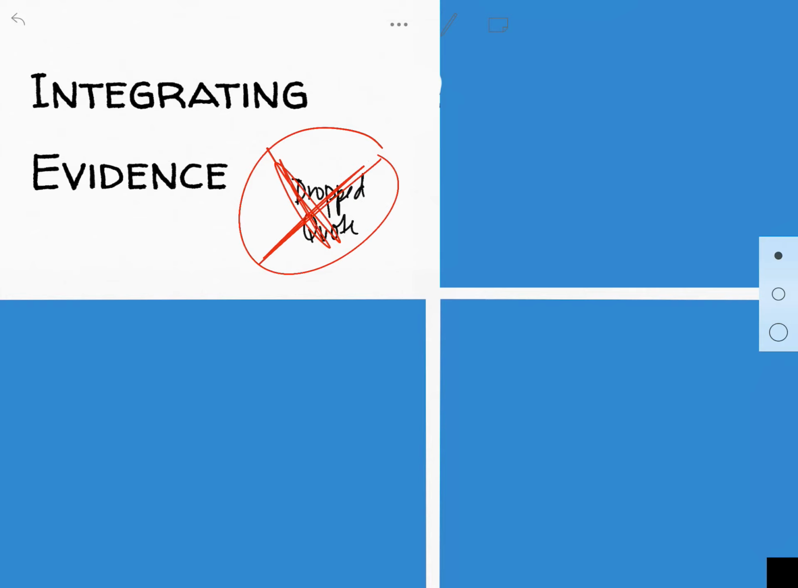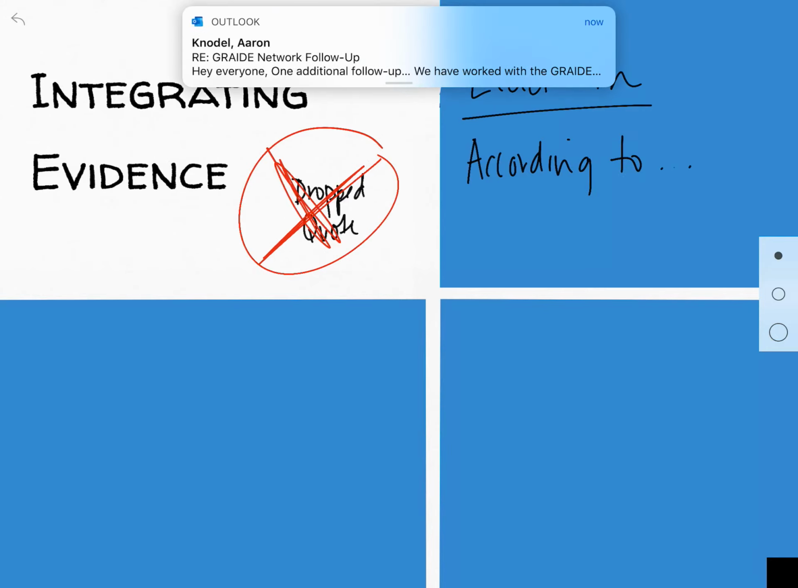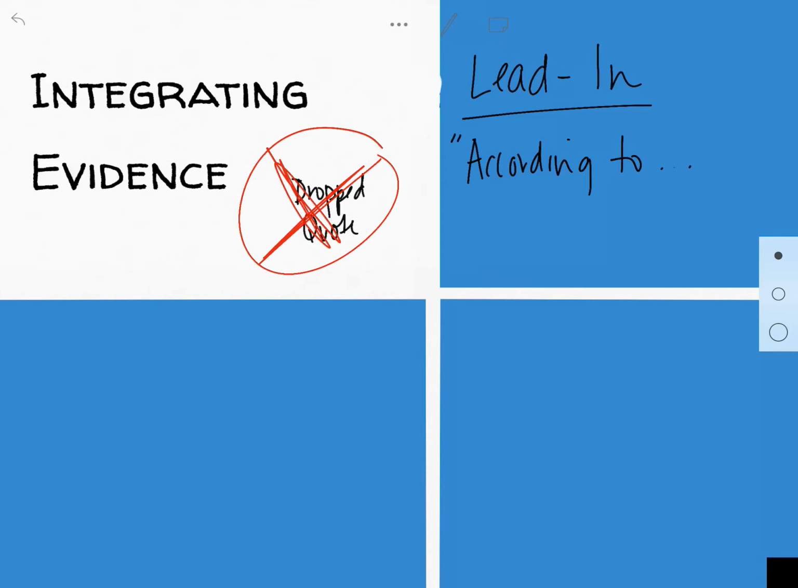So we'll start with the one you're probably most familiar with, I think, and that's the lead-in method. So according to Florence Kelly, that would be a lead-in. But a lead-in is really kind of any introductory information, or like the author says blank. That would be a lead-in, meaning that you're leading into the evidence by kind of providing that context.